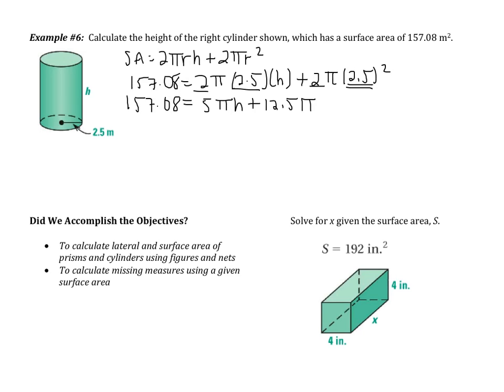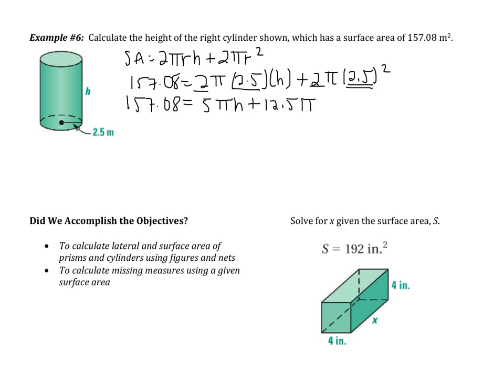What I would like you to do next is right below that cylinder, if you would do me a favor, write your favorite color and circle it. So right below that cylinder, right below example 6, write your favorite color and circle it. Don't ask me why, we'll talk about it tomorrow.